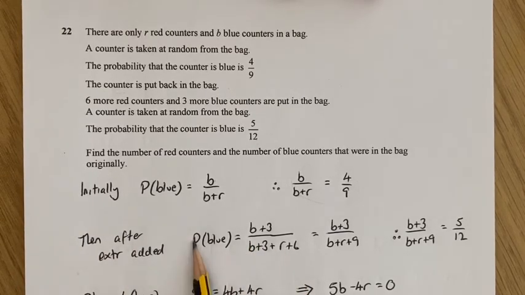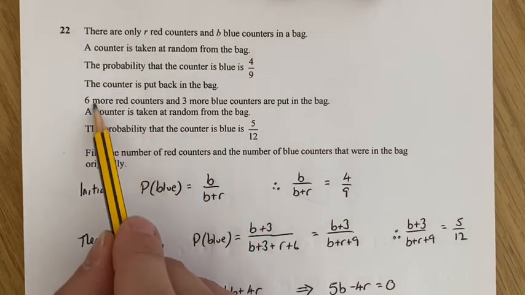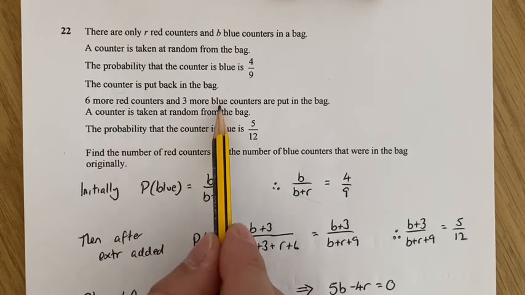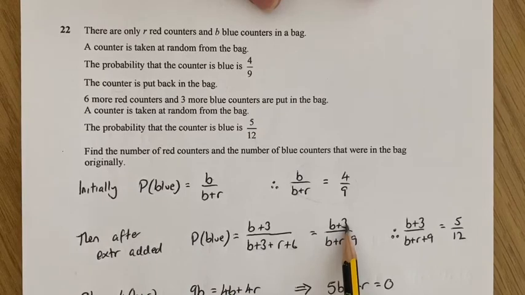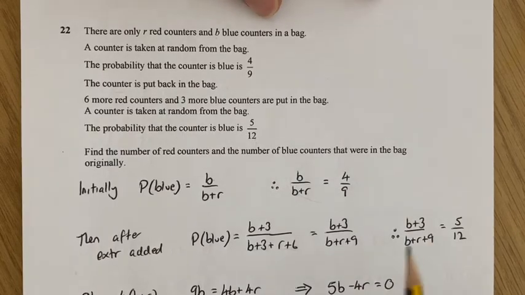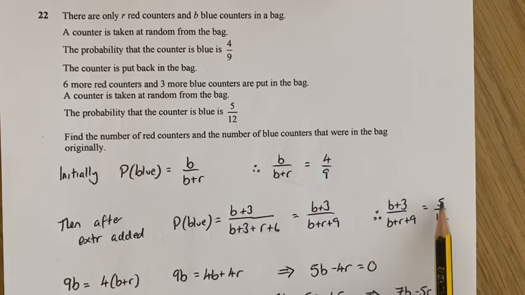Then after they add some more in, this happens. We're told now that the probability of blue is 5/12, except this time they've added 6 more red and 3 more blue. So how many blue are in there? B plus 3. And how many in total? There's B plus 3 blues and R plus 6 reds, so in total it's B plus 3 plus R plus 6. That tidies up to B plus 3 out of B plus R plus 9, since 3 and 6 is 9. So B plus 3 over B plus R plus 9 is 5/12.